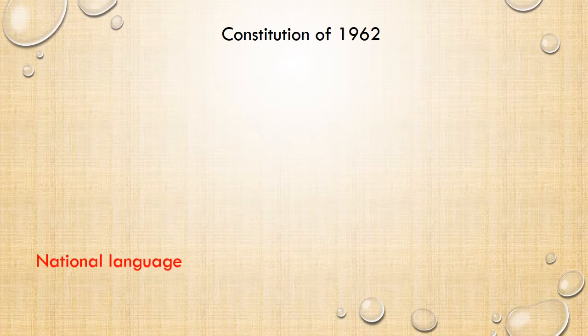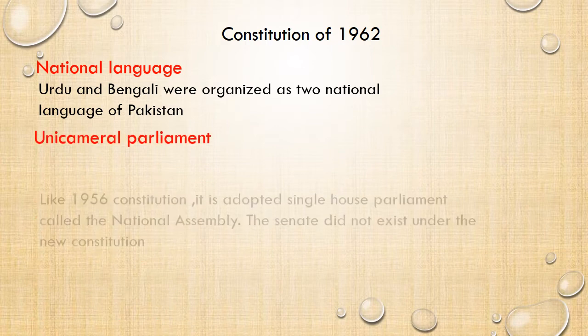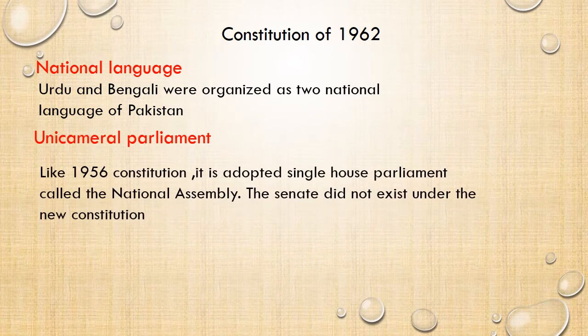Next point is national language. Urdu and Bengali were recognized as two national languages of Pakistan. At that time, Bengal was part of Pakistan, so that's why Urdu and Bengali were recognized as two national languages. Unicameral parliament. Like the 1956 Constitution, it adopted a single-house parliament called the National Assembly. The Senate did not exist under the new constitution. The main cause for the failure of the Constitution of 1956 was the unicameral parliament, the one-house parliament. It means they had the National Assembly, not the Senate.